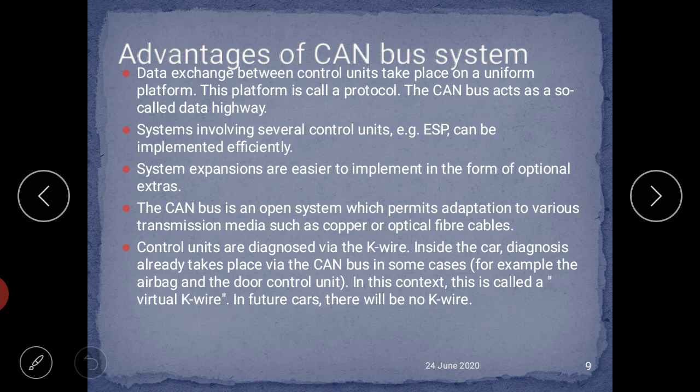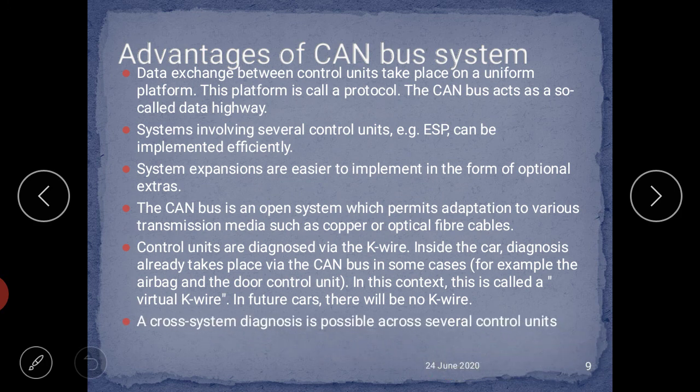Now the fifth one, the control units are diagnosed via the K wires. Inside the car, diagnostics already take place via the CAN bus in some cases. So in our system, in the CAN system, diagnostics is possible with the help of K wires. So in the wiring diagram, you can find these wires, K wires. So basically these wires are used for diagnostic purposes. But in some contexts, perhaps in upcoming years, there may be no K wires for diagnostic purposes. So there may be some advancement in this case.